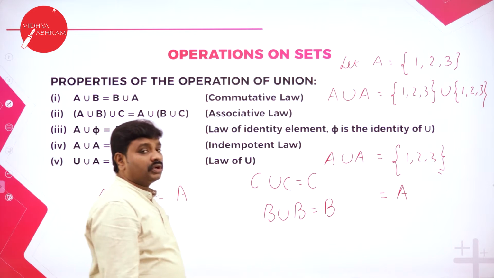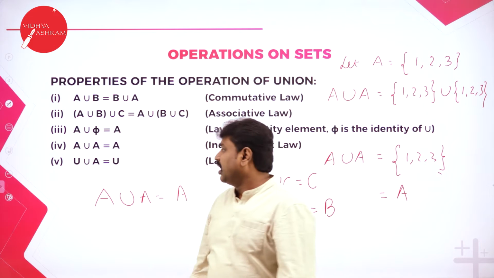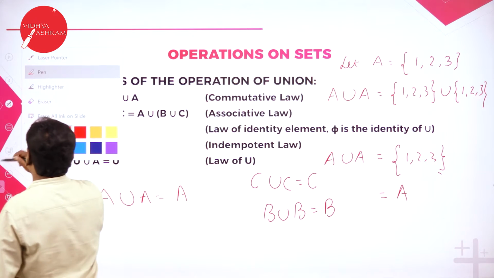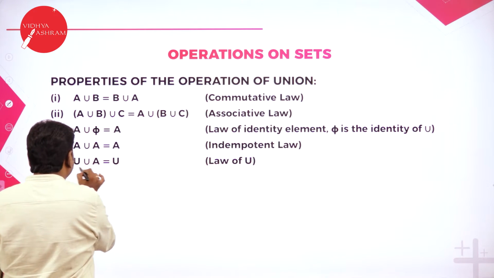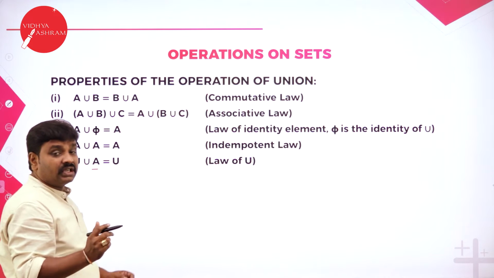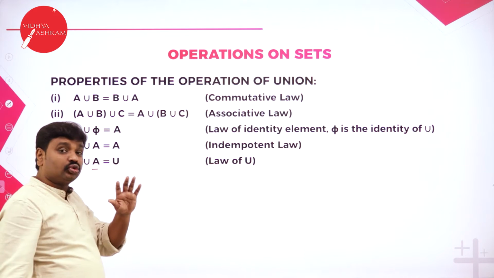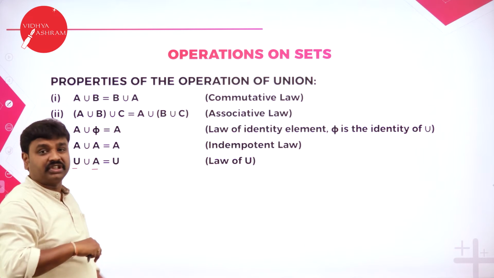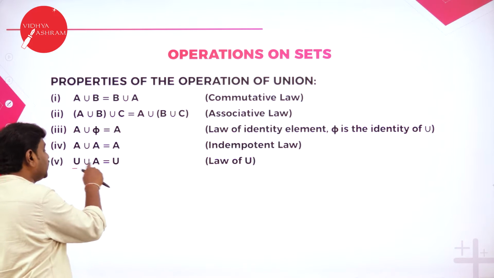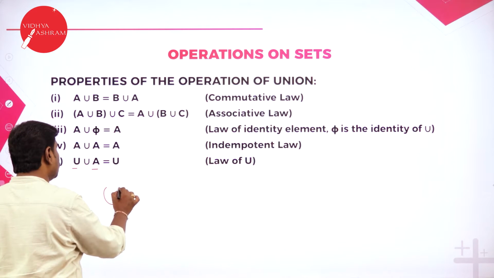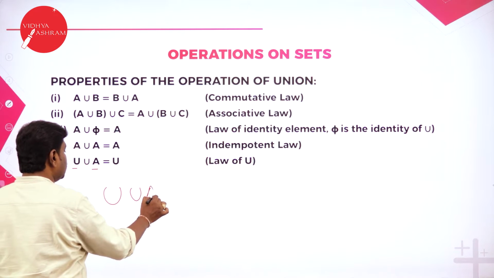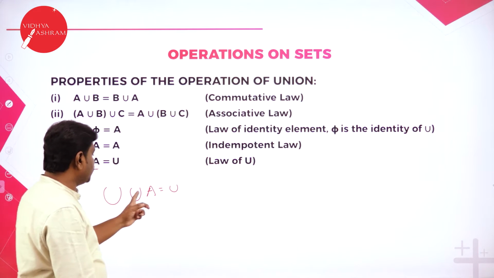Then we have the law of universal set. When you operate with the universal set, see, the universal set is the biggest set in the context. In the context, the universal set acts as a superset which contains all other sets as subsets. So universal set union A is U. U union A is U.